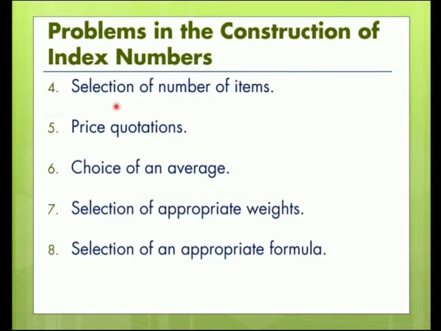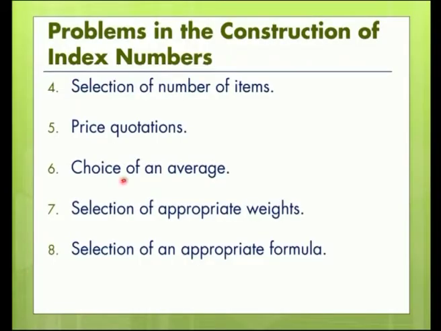Next, selection of number of items, price quotations, choice of an average, because index numbers can be calculated using the arithmetic mean as well as the geometric mean. When the index number has to be calculated by geometric mean, the arithmetic mean method does not work out. So, we have to choose an average, that is very important, and selection of appropriate weights, selection of an appropriate formula.